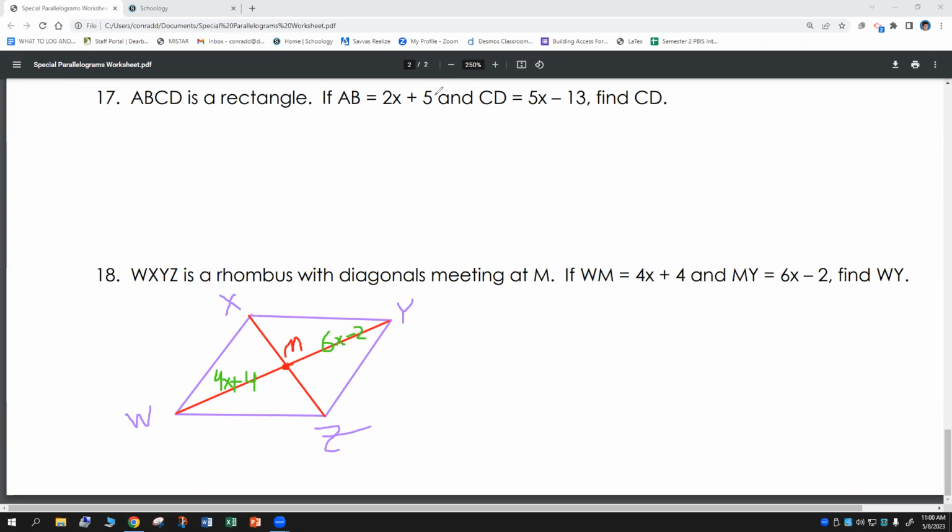I know my diagonals bisect each other, so I'm going to do 4x plus 4 equals 6x minus 2. Okay, when I subtract 4x from both sides, I'm going to get 4 equals 2x minus 2. When I add 2 to both sides, I'm going to get 6 equals 2x. And then divide by 2 on both sides, I'm going to get 3 equals x.